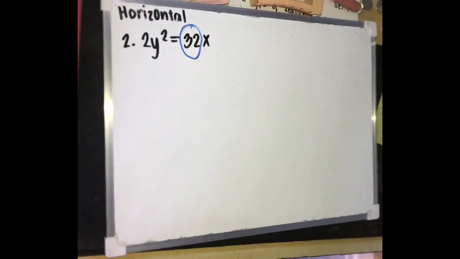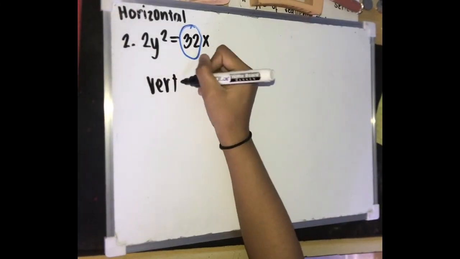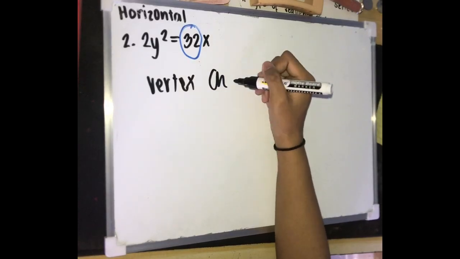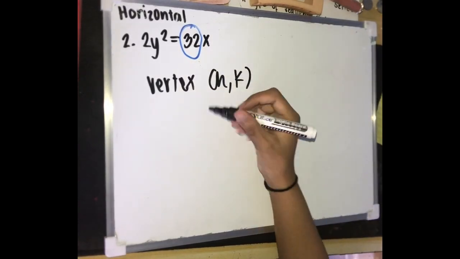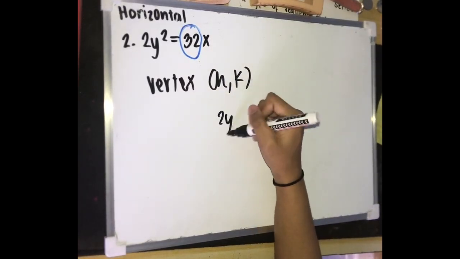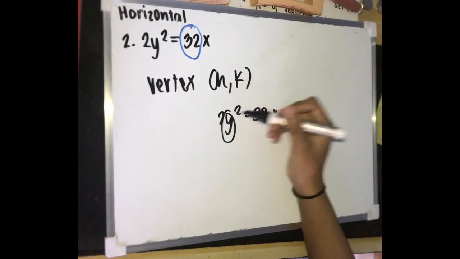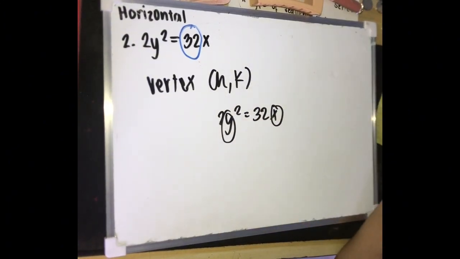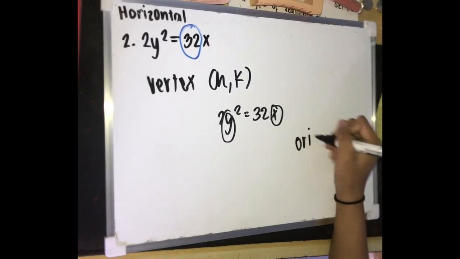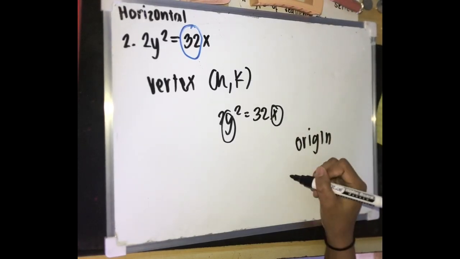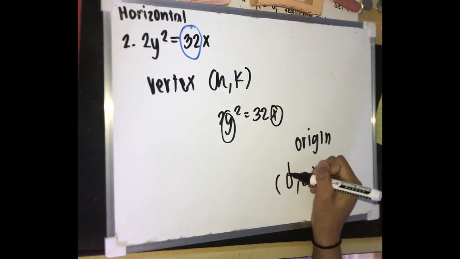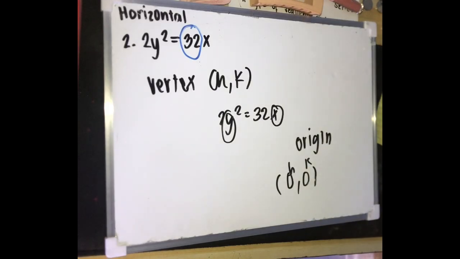So, let's solve for the vertex. So, to identify the vertex of this equation, we're going to write down the given again. So, as you can see, the y here and the x, wala silang value. So, it means nasa origin yung vertex natin. Origin means 0 over 0. This is the h and this is the k. So, ito po yung magiging vertex natin.